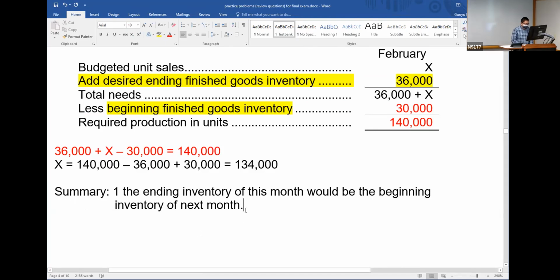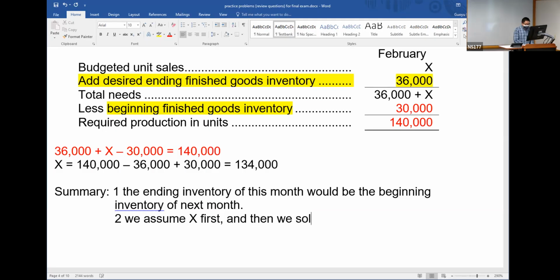The second important point from this question is that we assume X first, and then we solve for X. So we need to do this in a backward way.